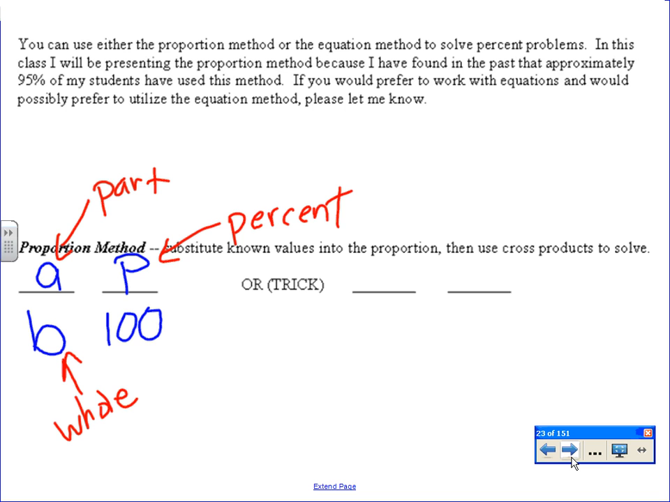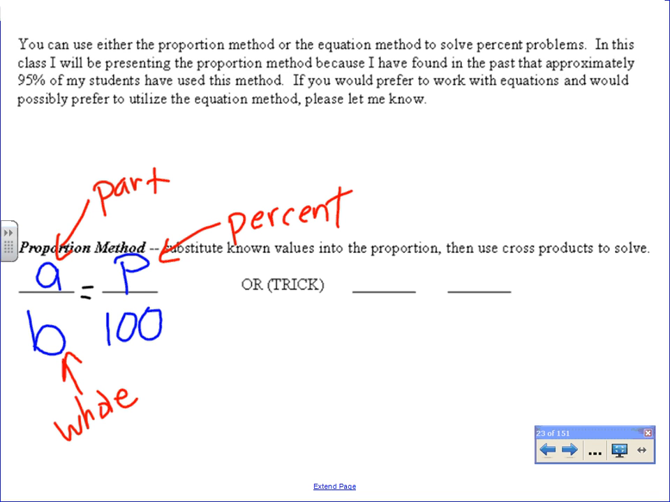I want you to write down what I have in blue up here. The proportion method, which I always call the skeleton, and I'll show you that later. A over B equals P over 100. The proportion method is part over whole equals percent over 100. Part over whole equals percent over 100.